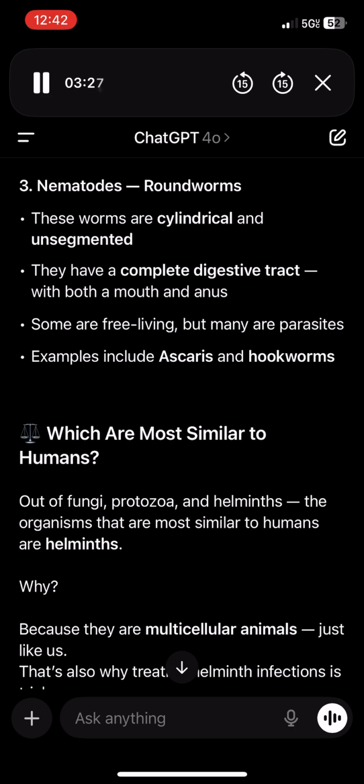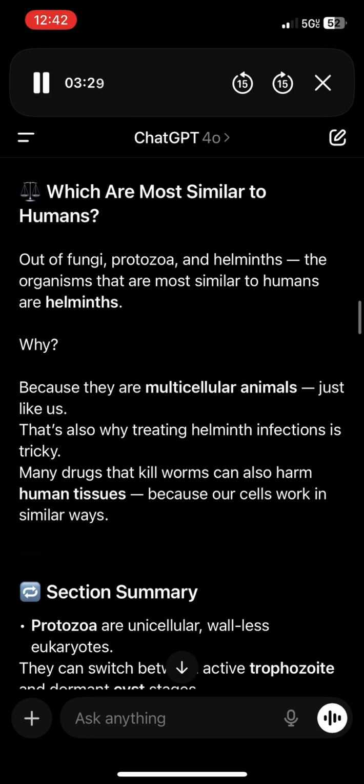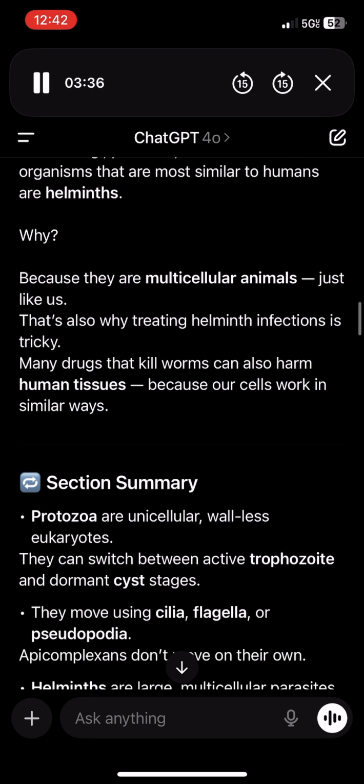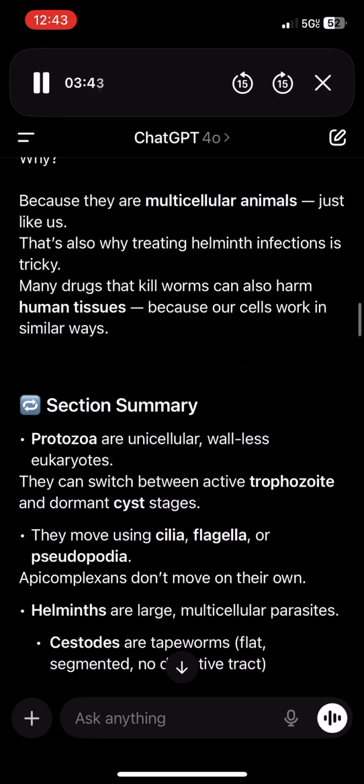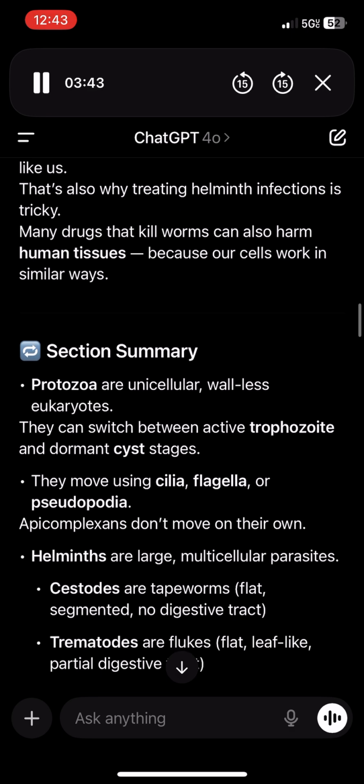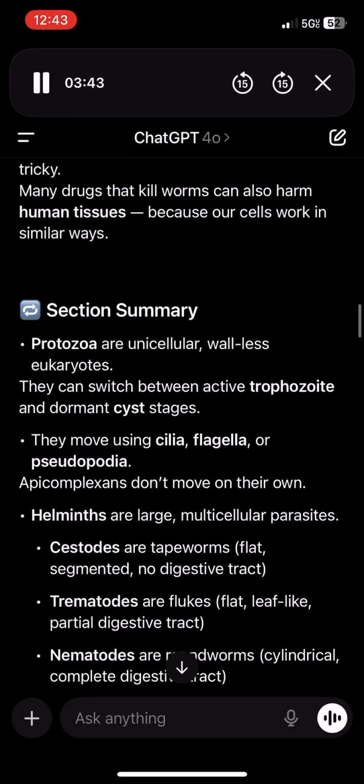Which are most similar to humans? Out of fungi, protozoa, and helminths, the organisms that are most similar to humans are helminths. Why? Because they are multicellular animals, just like us. That's also why treating helminth infections is tricky. Many drugs that kill worms can also harm human tissues, because our cells work in similar ways.